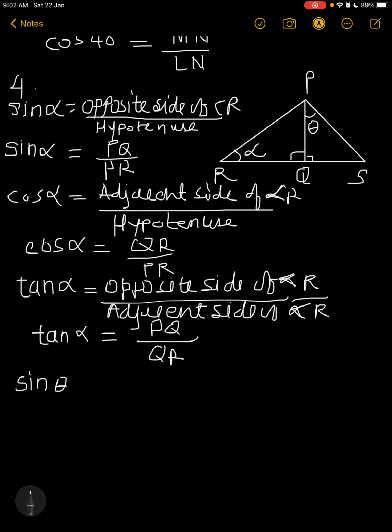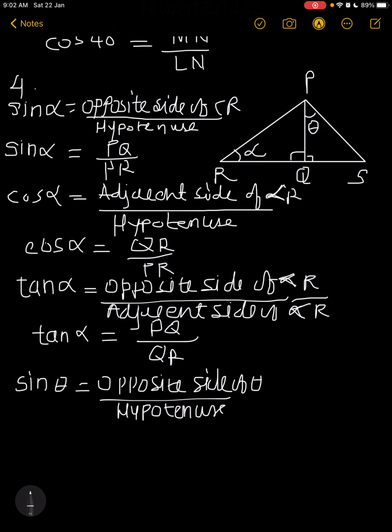Okay. So sin theta, where we will divide opposite side of theta and hypotenuse. This ratio is known as sin theta. Theta is the measure of angle P. Okay, to make it more clear, angle P. Angle P opposite is QS, and in that triangle PS is the hypotenuse.